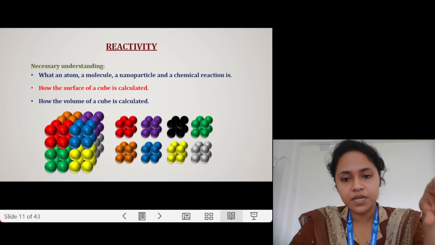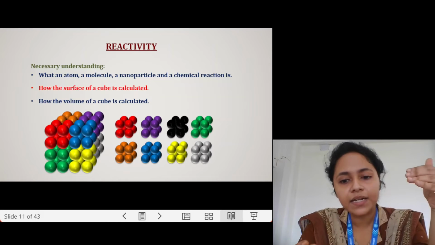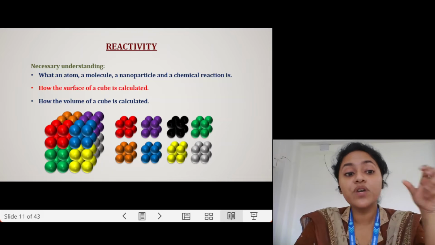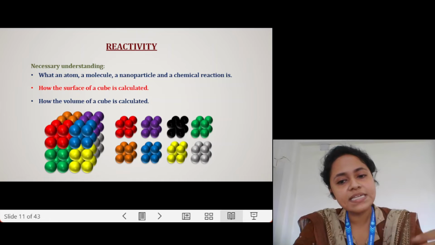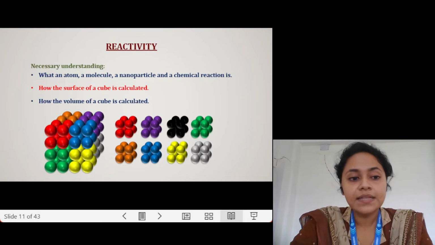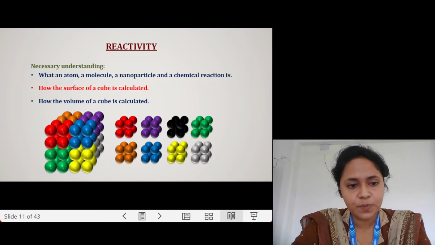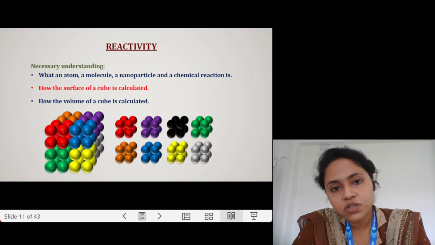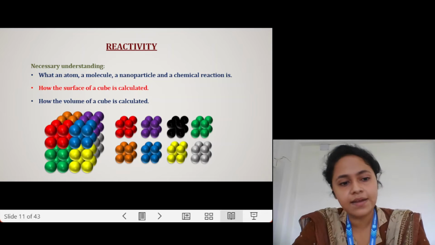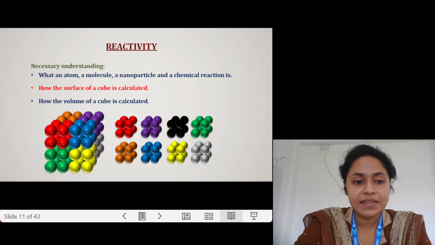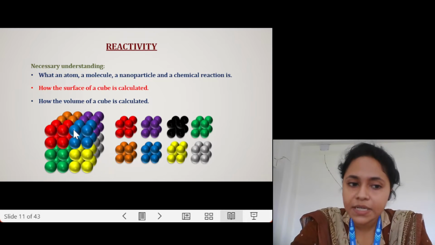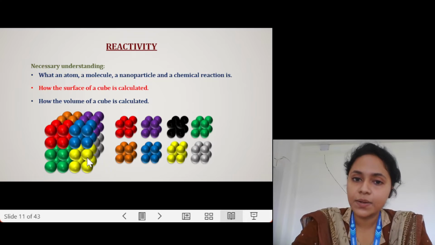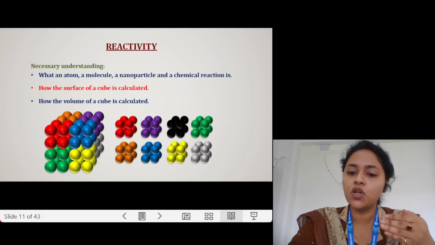Now this particular cube, if you want to react with some other material, then which particles or which atoms will be more prone to reactivity? Only the side or the boundary particles. The particles that are inside this particular cube will not react as much as those particles that are present at the boundary of the cube, right? So to measure the reactivity of a particular material, we need to calculate the surface to volume ratio.